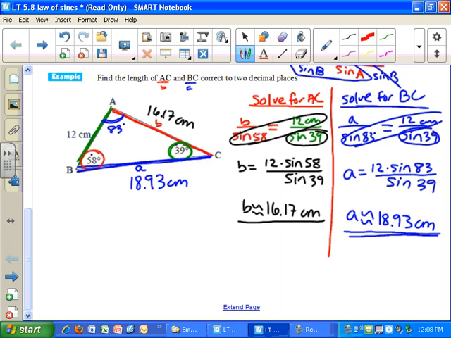And a good thing to check is that the longest side, aka this one with 18.93, should be across from the largest angle. And the smallest side, or the shortest side of 12, should be across from the smallest angle of 39. So that's a good thing that you can just do to double check.